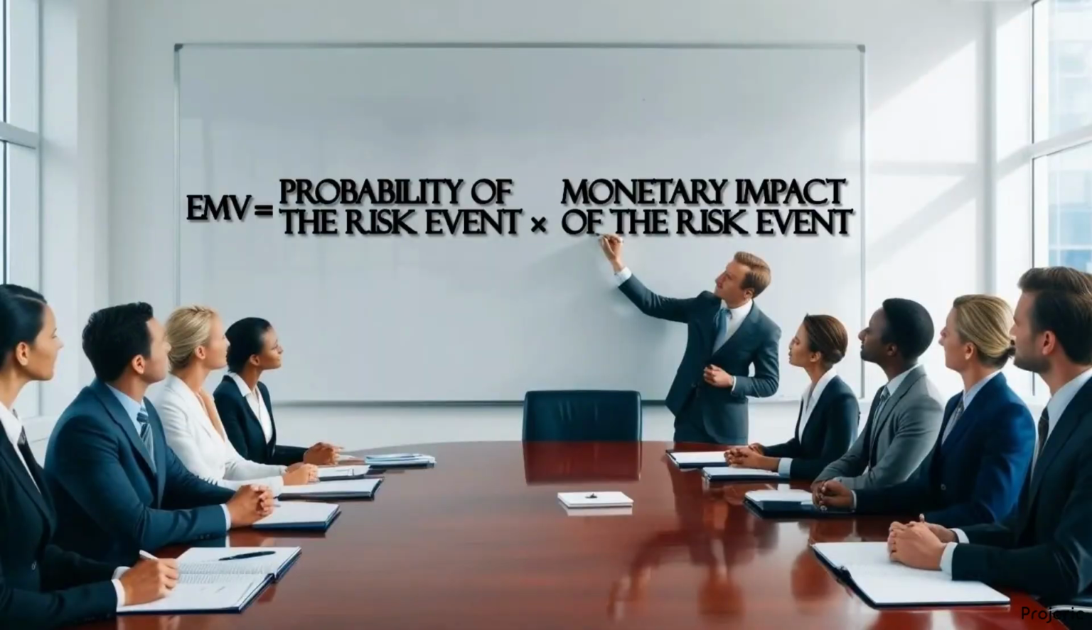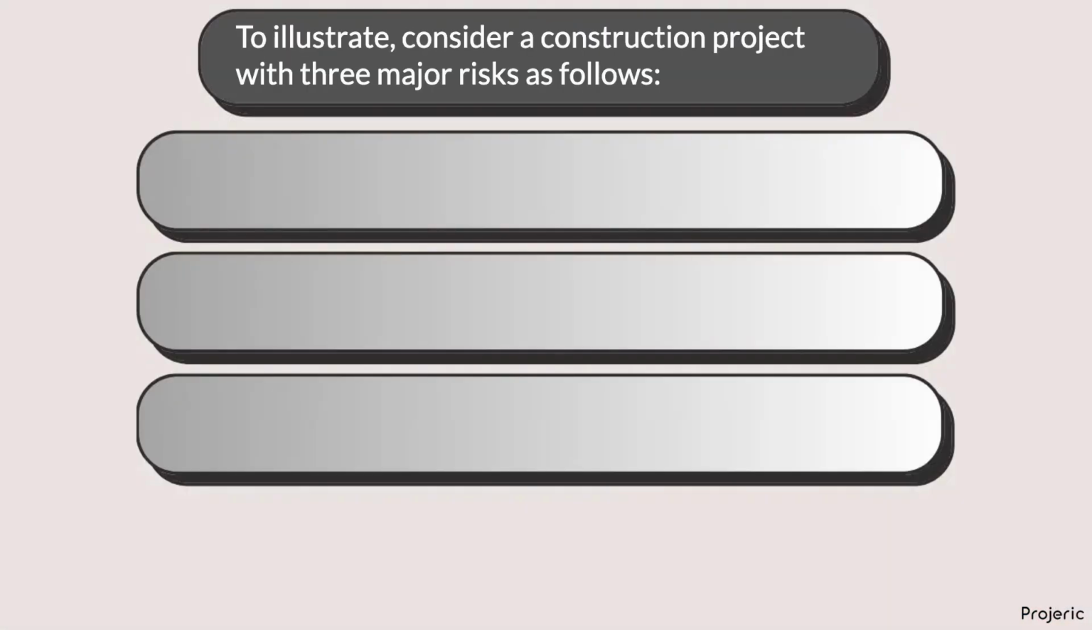Following is the formula used to calculate the expected monetary value of a risk event. Expected monetary value equals the probability of a risk event multiplied by the monetary impact of that risk event. To illustrate, consider a construction project with three major risks as follows.